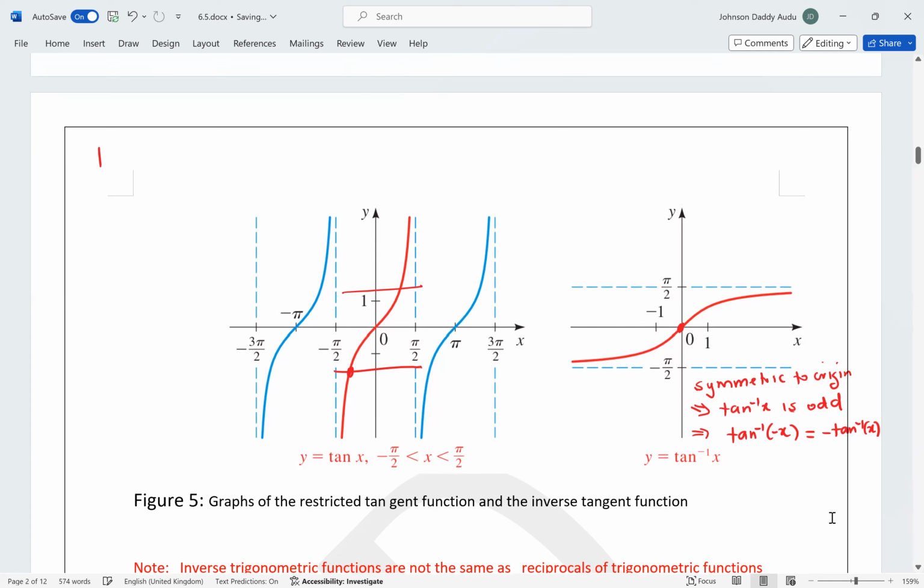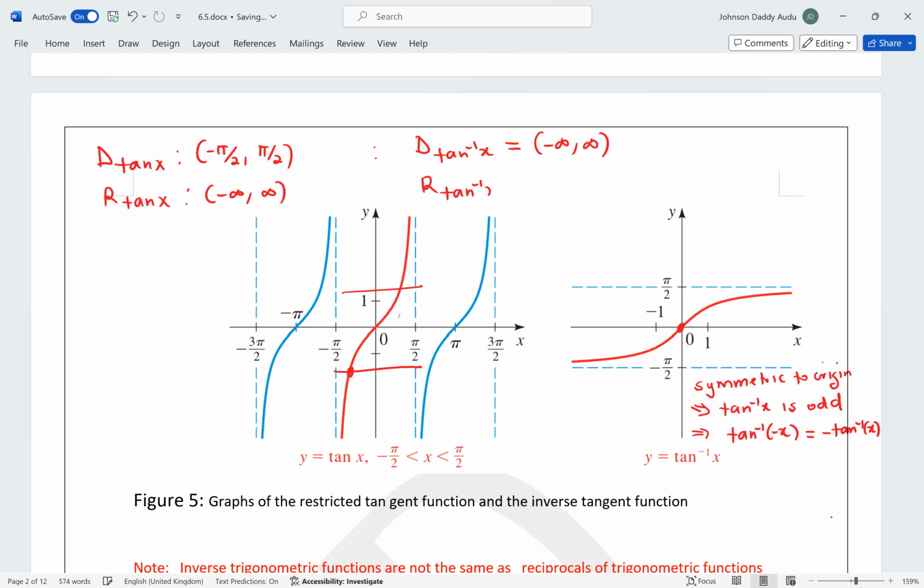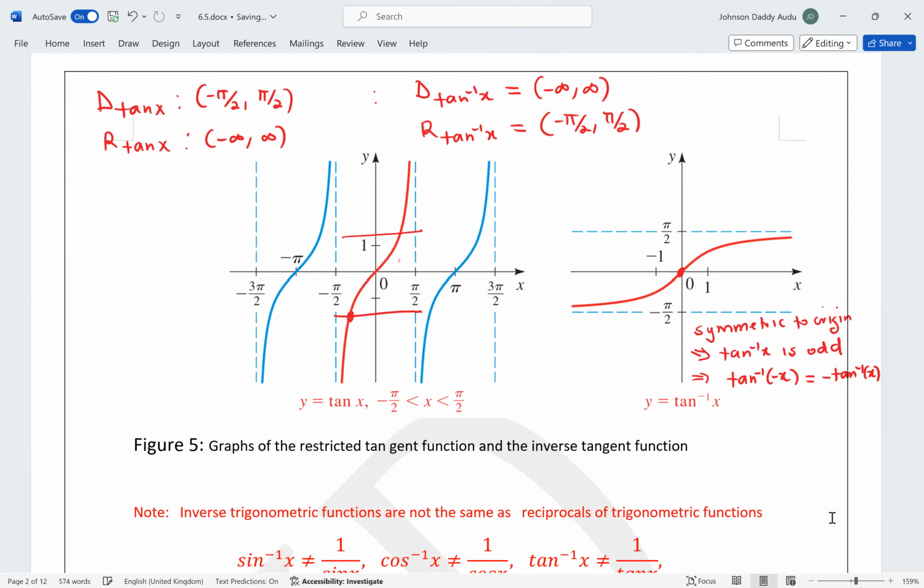So here, the domain for tan x, what is the domain? The domain is minus pi over 2 to pi over 2. And then the range of tan x is the whole of R. As you can see from the graph, this is the range of tan x. But now, if we talk about the domain of tan inverse of x, it is going to be the range, which is minus infinity to infinity, while the range of tan inverse of x is going to be the domain, which is minus pi over 2 to pi over 2, right? So this is it.